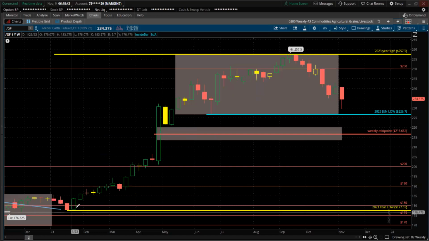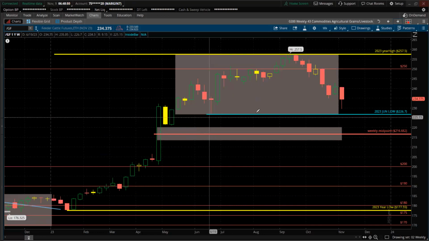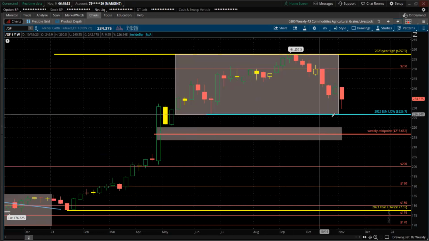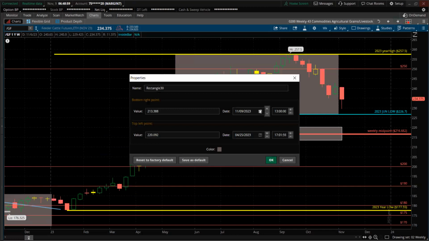Feeder cattle, low of the year, high of the year, the trend is down. Lower low, lower high, swing low, potential buying opportunity down here. We'll see if we get a reversal. Look at this big point down here too, potential trading area. Extend this out. There we go.